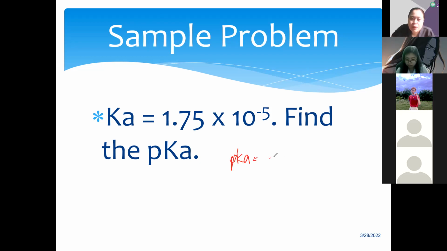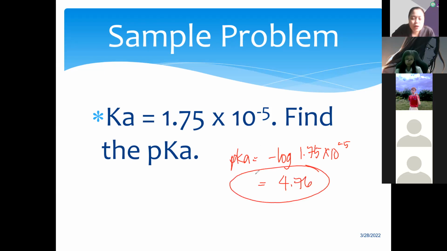pKa is equal to the negative log of Ka. This time it's 1.75 times 10 raised to the power of -5. So enter sa calculator nyo negative log, tapos 1.75 times 10 raised to the power of -5. The correct answer here is 4.76. So ano yung pag-interpret ng pKa?